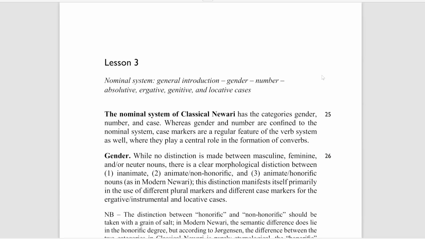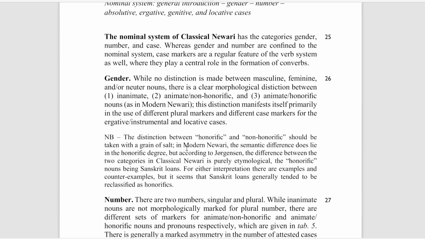Then let's go to the third lesson. In this lesson, we will get some idea about the gender. Actually, there's no gender. The gender, number, and a few cases, like absolutive, genitive, and locative cases, are very, very useful. And after learning this, you might be able to find it quite common in the text. So the first one, the gender system, we don't have it at all. That's easy.